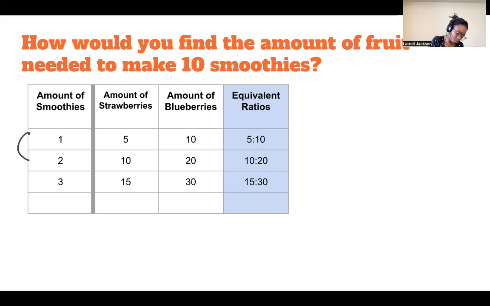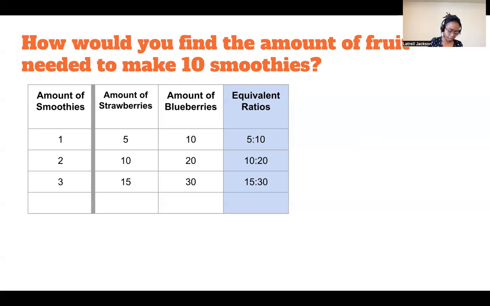So to go from 1 to 2, we multiply by 2. Everything in that row, strawberries and blueberries, were multiplied by 2. 5 times 2 is 10. 10 times 2 is 20. And then to go from 1 smoothie to 3 smoothies, we multiply by 3. 5 times 3 is 15. 10 times 3 is 30. So if we're multiplying by a number to get another equivalent ratio, then all we have to do is keep multiplying, right?